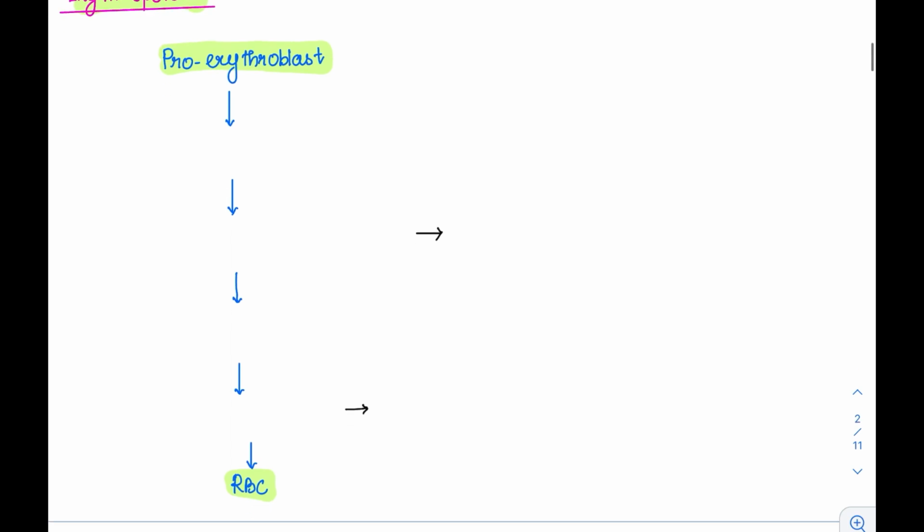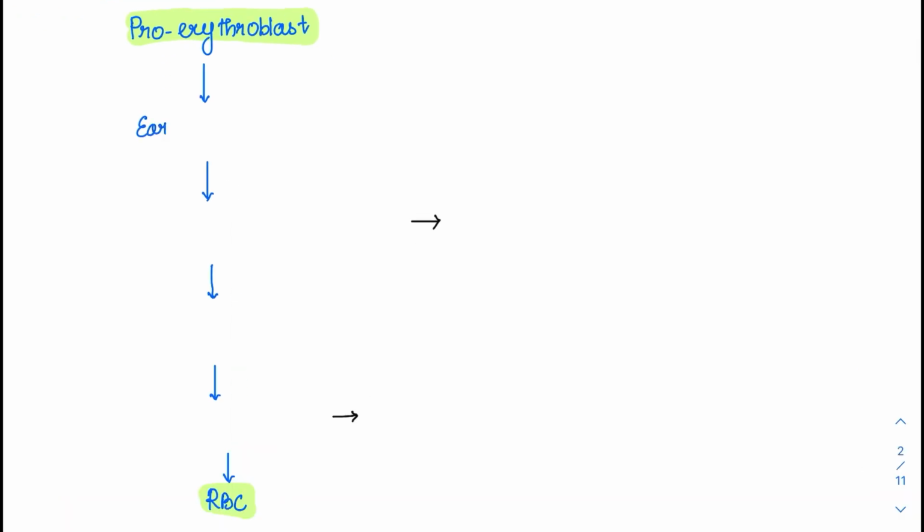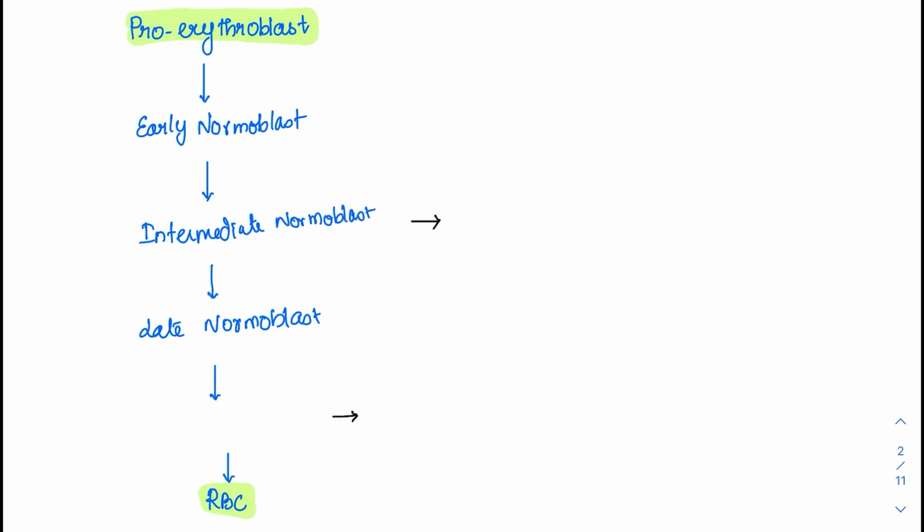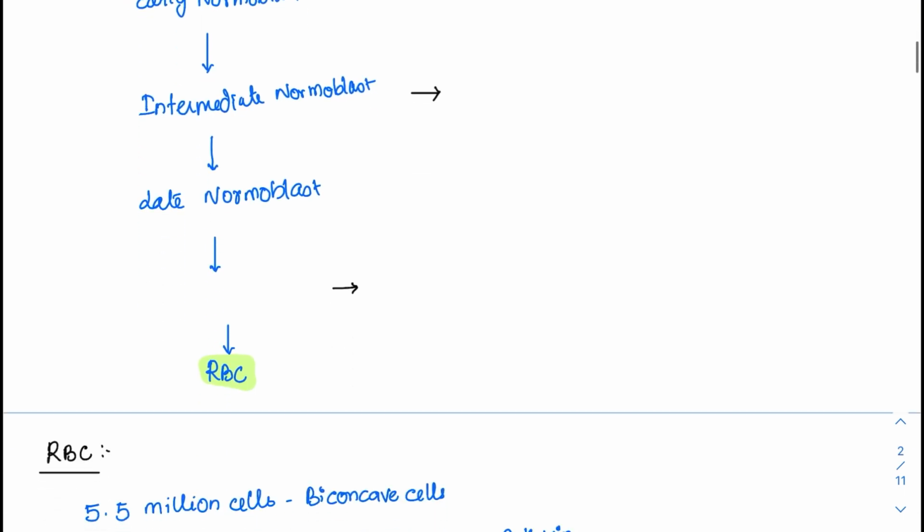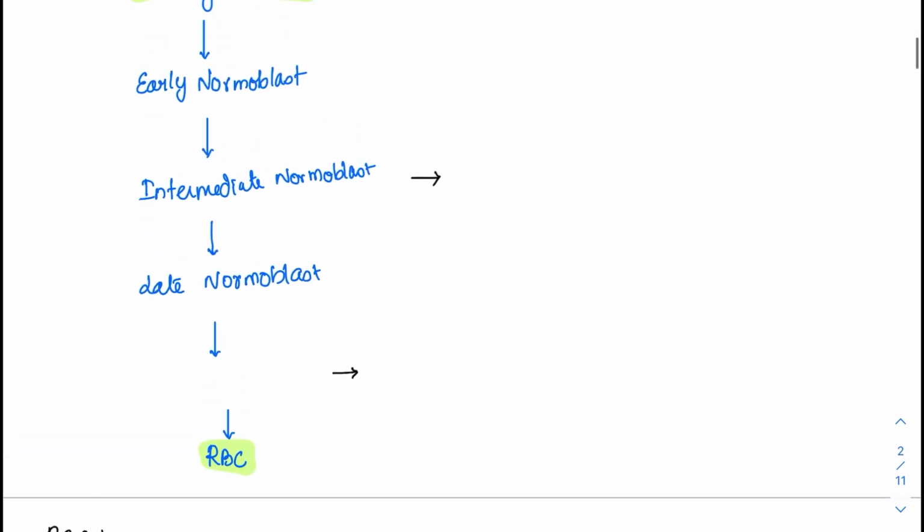They undergo stages like early normoblast. Then intermediate normoblast. If early is there, then there should be a late. So the third one is late normoblast. In between these two, we have something called intermediate, the intermediate normoblast. So these are the basic classification of this. Then from the late normoblast, they go into a particular stage called the reticulocyte. So this is how the RBCs are formed.